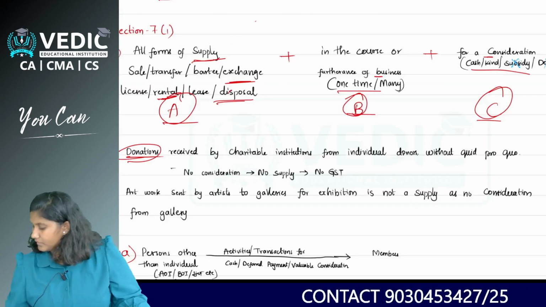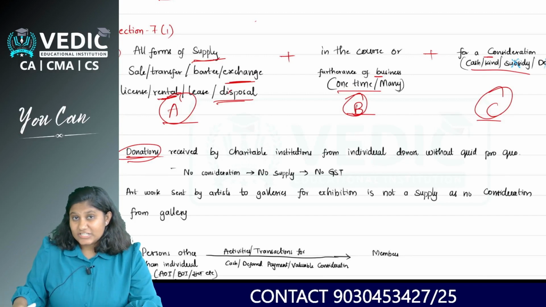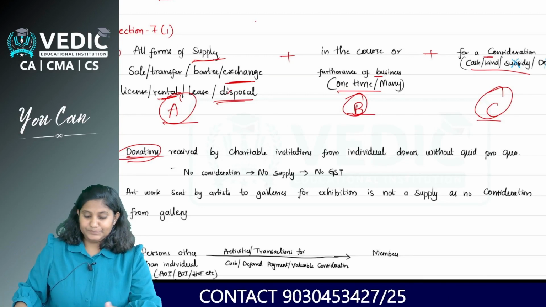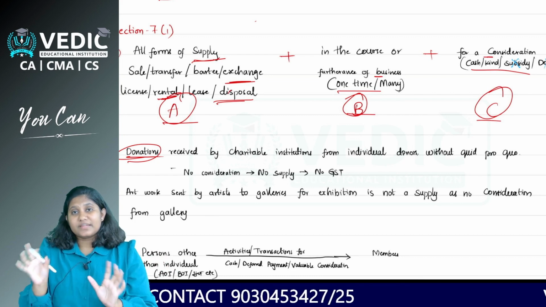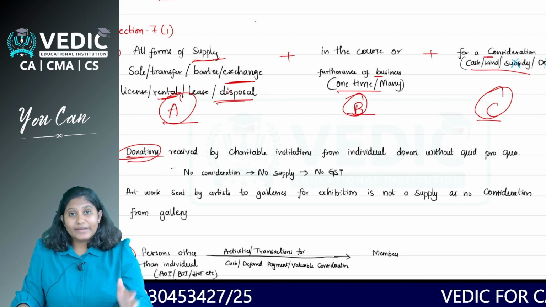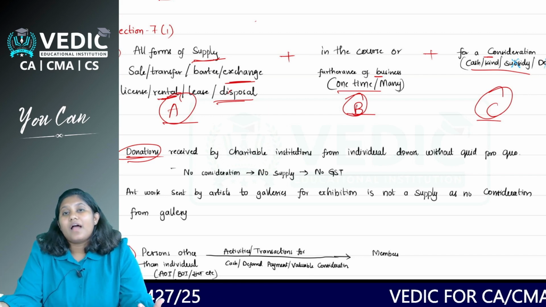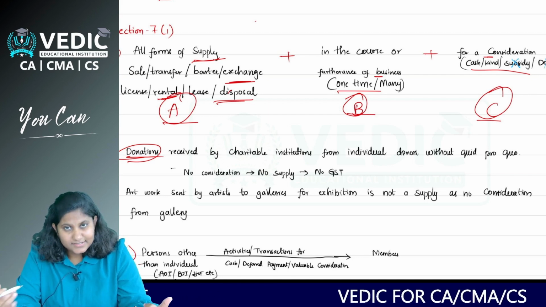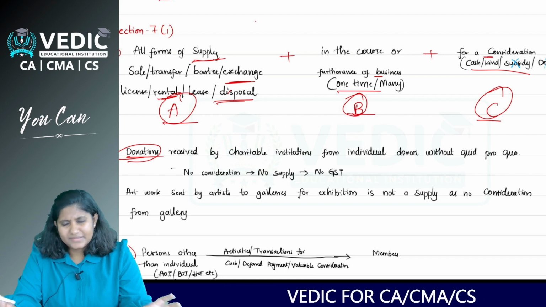Now let's head up to section 7. Now we are going to deal with section 7 subsection 1 clause A. Basically the definition of supply is given here. All forms of supply. What does it include? Sale. Suppose I'm selling some goods, you're purchasing them in the normal course. What happens is a sale.